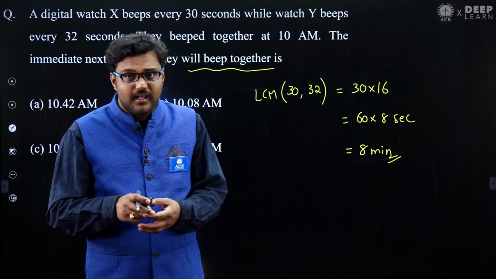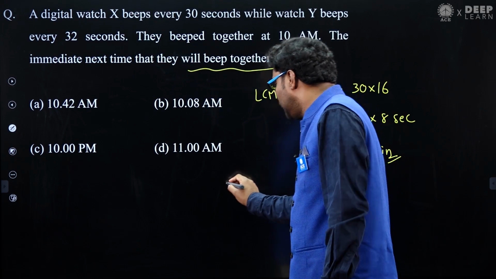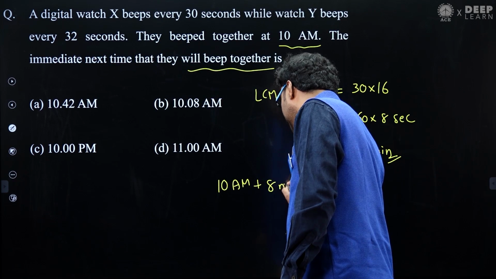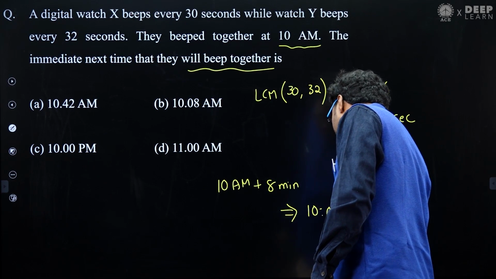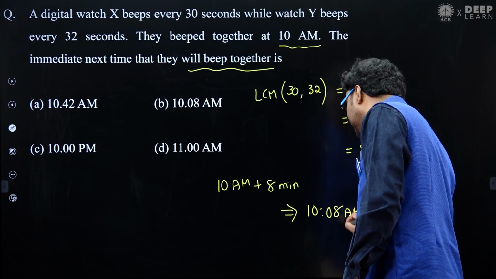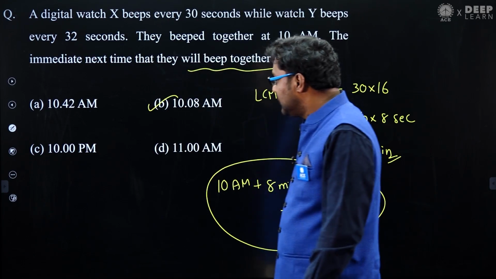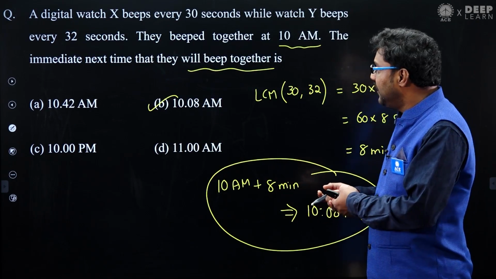Every 8 minutes. Already it beeps at 10 a.m. 8 minutes after 10 a.m., again they will beep together. So it's nothing but 10:08. So we can say it's 10:08. Option B is correct. At 10 a.m., fine. Then again at what time will it beep together?